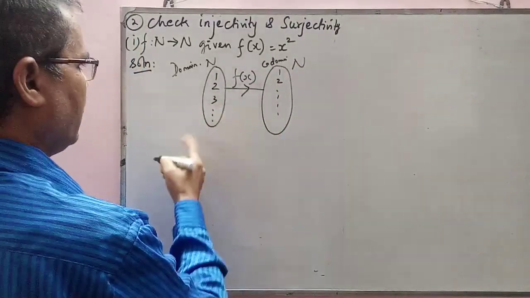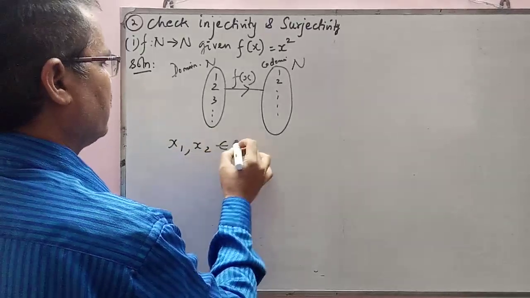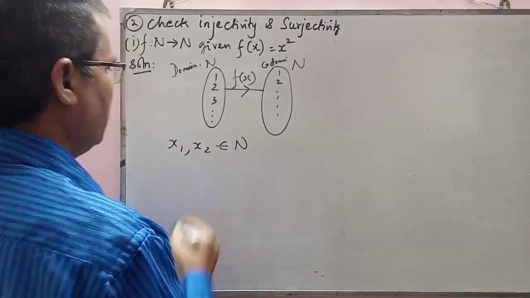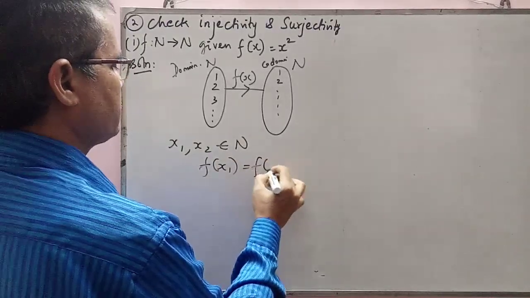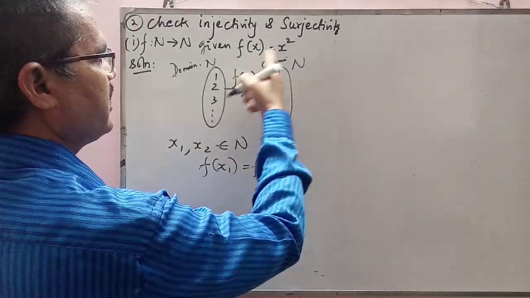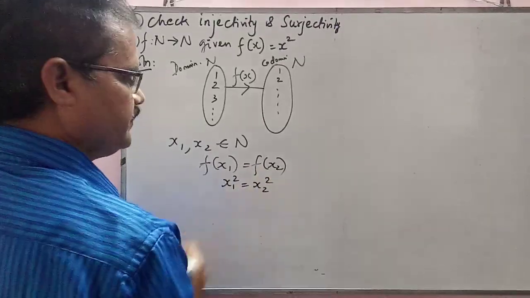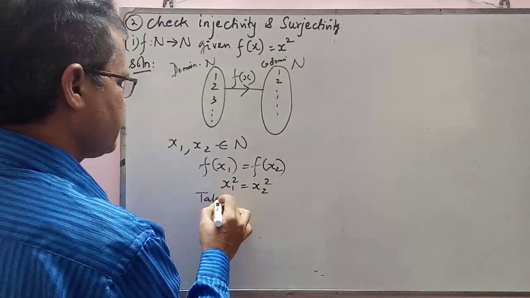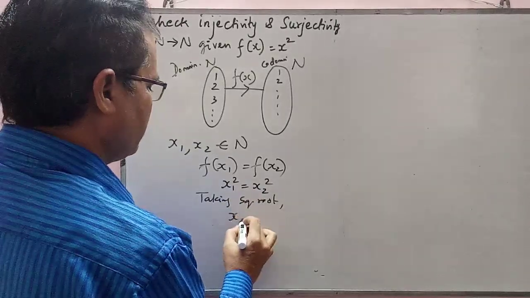Now let us take two elements from the domain, x1, x2 belongs to N. Okay, children? Now let us go for the question. f of x1 equals f of x2. Now the function f of x is x squared. So x1 squared is equal to x2 squared. Taking square root on both sides, we get x1 equals x2.